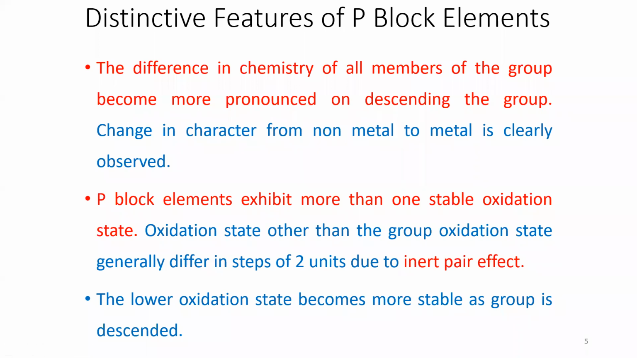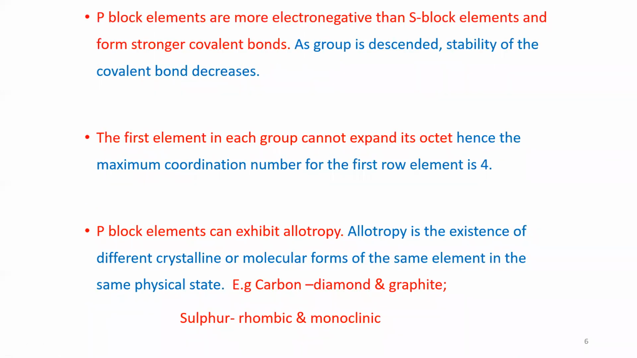So that is why I said most times the s orbital, they don't want to share their electron. So they will remain. So the s orbital remains. For the p orbital, as you descend the group, stability of the covalent bond decreases. So they form stronger covalent bond, but the stability of the covalent bond decreases as we go down the group.